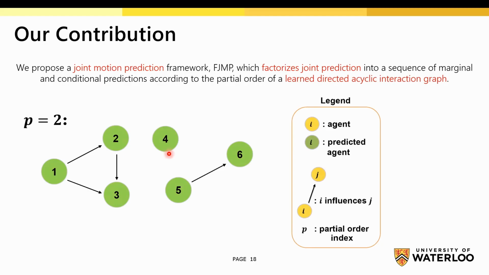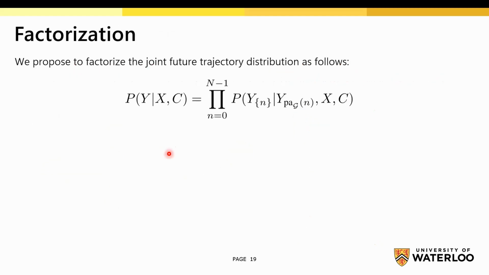Another way to see factorized joint prediction is to interpret it as a factorization of the joint future trajectory distribution, which is shown by this equation here. And this factorization is induced by the directed acyclic interaction graph, which we denote by G here. This is exactly how you would factorize in a Bayesian network, for example.